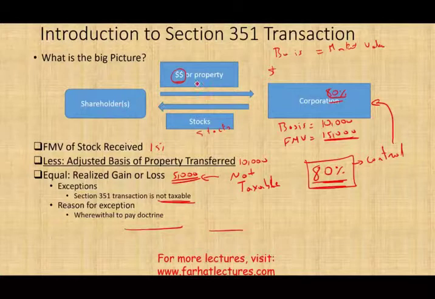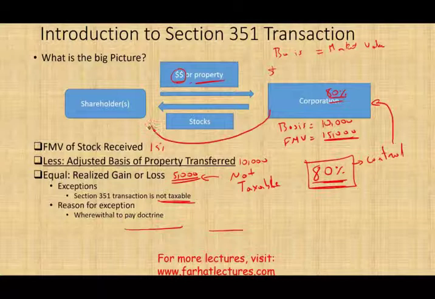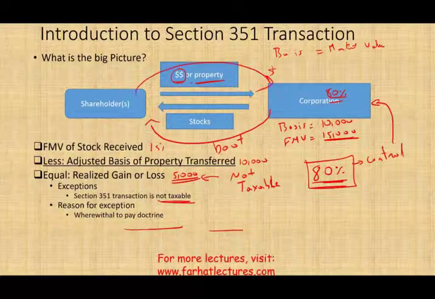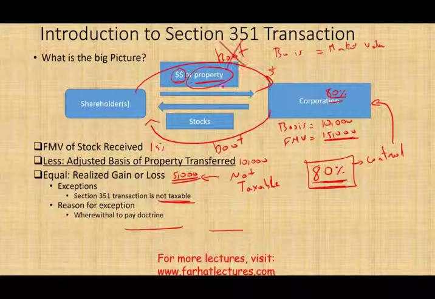The shareholder transfers property to the corporation, and the corporation will transfer stocks back. Now, the corporation could also transfer boot other than stock. So we only call it boot when the corporation transfers back. So this is a boot. This is not a boot. So the shareholder, when they transfer to the corporation, they could transfer property. We don't call this a boot. So this is a boot. I'm going to X it out.